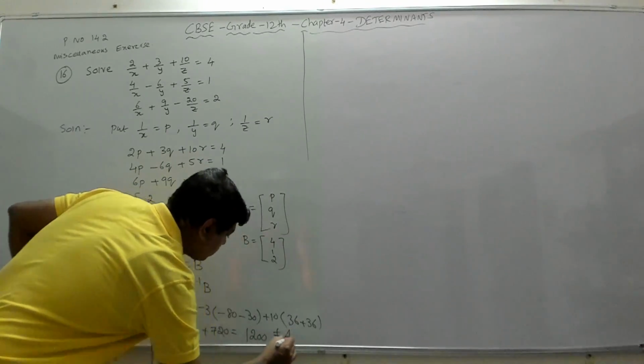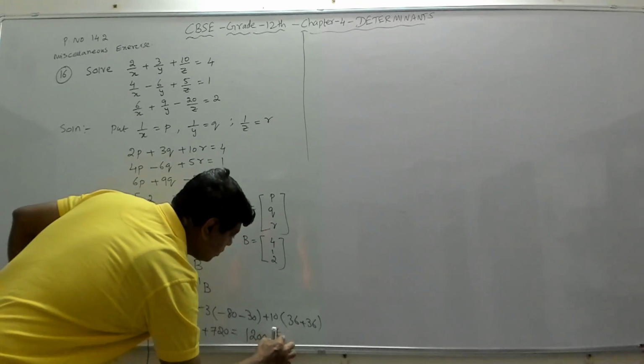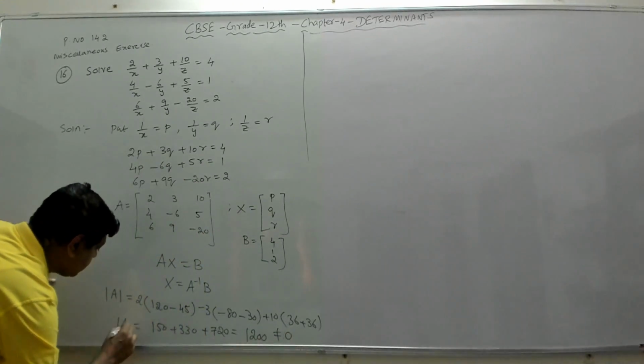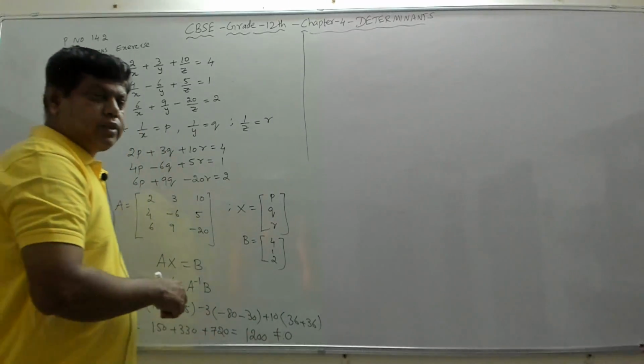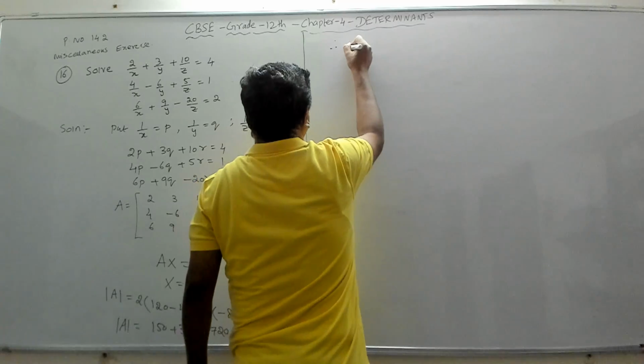So the determinant of A is 1200, which is not equal to 0. Therefore, A inverse exists.